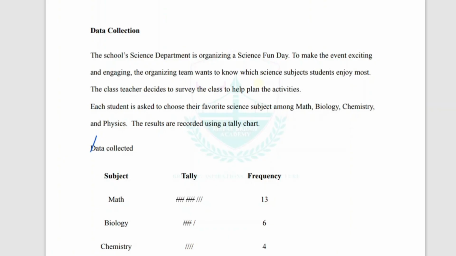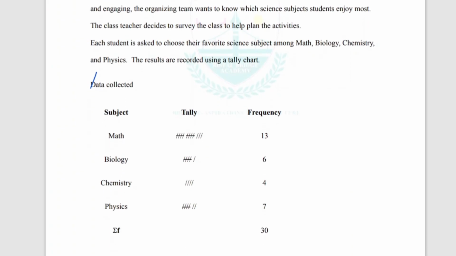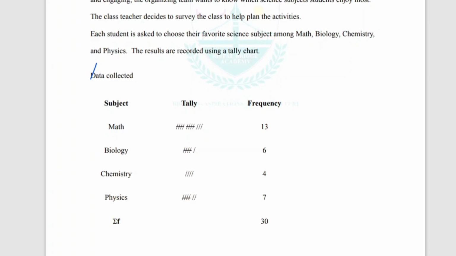After gathering this information, the teacher collected it from the students. Again, you need to organize this data in table format so that it can be analyzed, whereby we have the name of the student, or you may not have the name of the student but have the number of the student, their favorite subject, and then get the total number. Here, this is the collected data. We have the subject, we have the tallies, and then we have the frequency. Frequency represents the number of students who chose that specific subject.